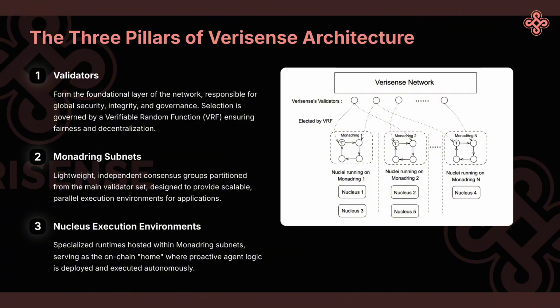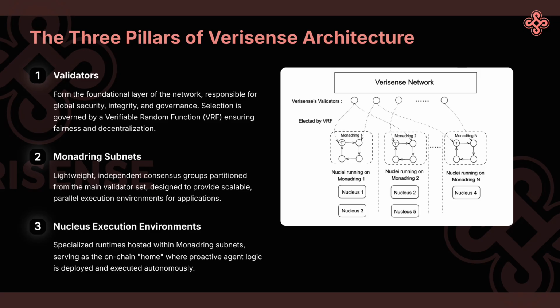At the top is the global pool of Verisense validators. These validators are selected through a verifiable random function, VRF, a cryptographic method that guarantees fairness, unpredictability, and decentralization in participation. This global group is then divided into smaller, specialized groups known as monaderings. Each monitoring operates as a distinct and autonomous consensus group. For example, the diagram details monitoring 1 running Nucleus 1 and Nucleus 2, whereas monitoring N operates Nucleus 4 and Nucleus 5. Within each nucleus, the environment is tailored to execute an application's or agent's code.